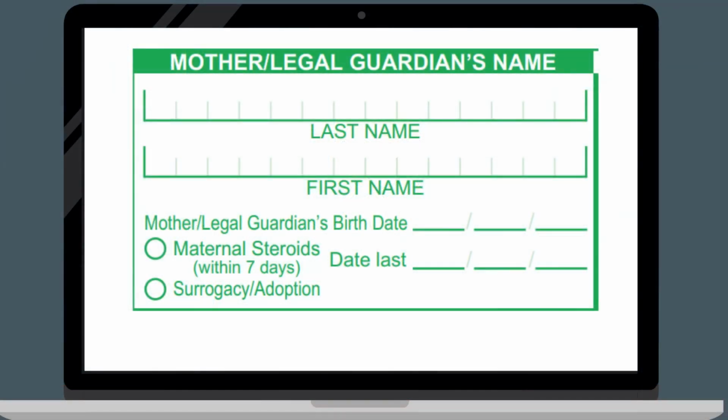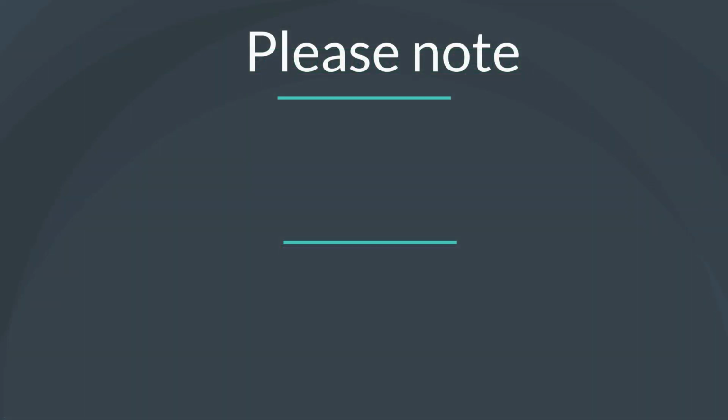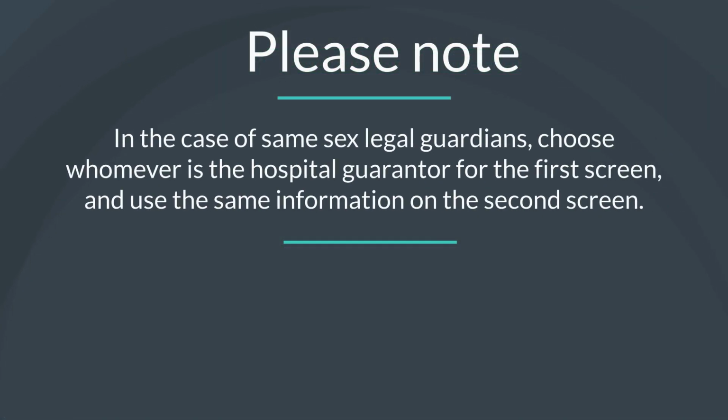Fill in the bubble if the birthing mother or birthing person received steroids within the 7 days prior to giving birth, and indicate the last date when they were administered. Please note, in the case of same-sex legal guardians, choose whomever is the hospital guarantor for the first screen, and use the same information on the second screen.